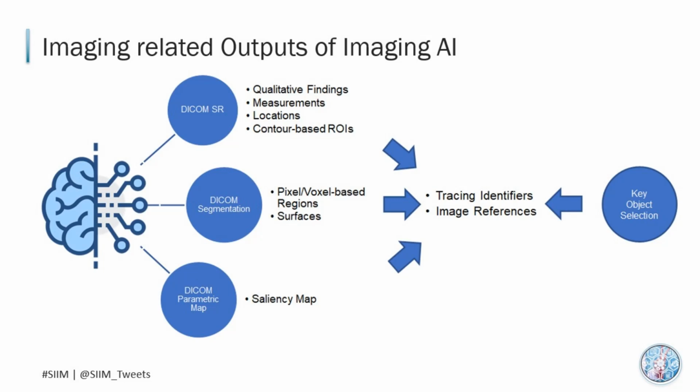All SR, segmentation objects, parametric map, as well as the general purpose key object selection object, let you specify a tracking ID as well as references to other DICOM objects. Recently, the IHE Radiology domain published an integration profile called AI Results that gives you many more details about each of these objects. Definitely worthwhile to check it out.